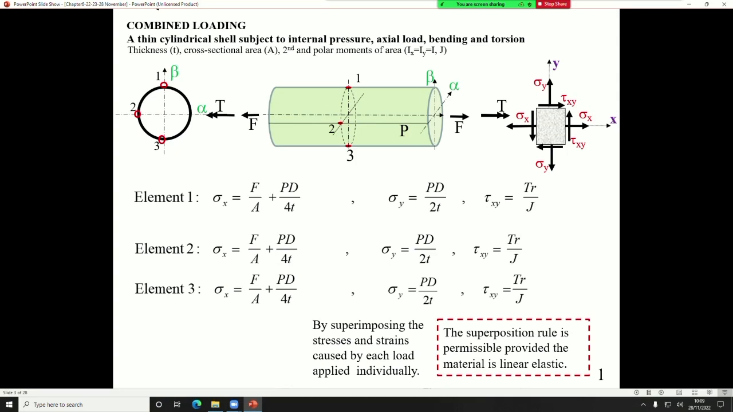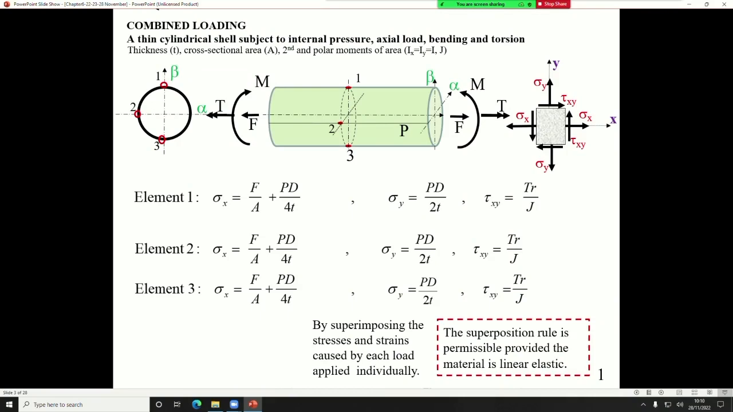So R is the radius of the cylinder, T is the torque applied, and J is the polar second moment of area. For J, because it is a thin cylinder, you can either use 2 pi r cubed T, which is an approximate value, or you can say pi over 32 multiplied by the fourth power of the outer diameter minus the fourth power of the inner diameter. So that is chapter 4. Now we move on to chapter 5.